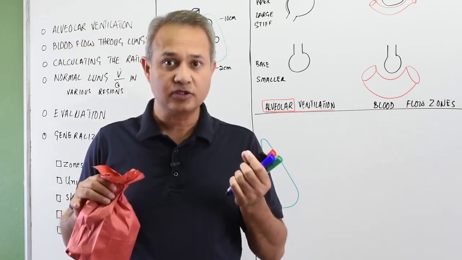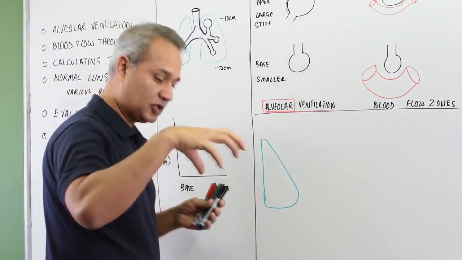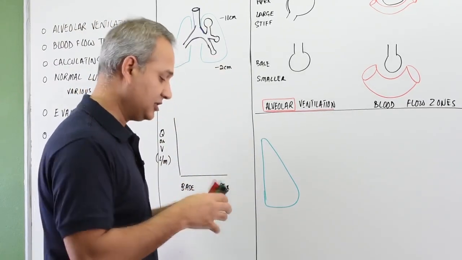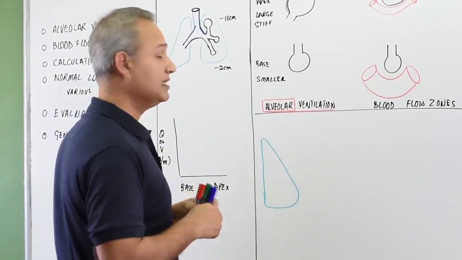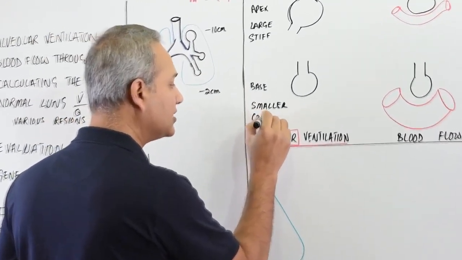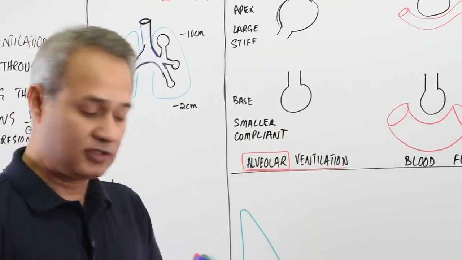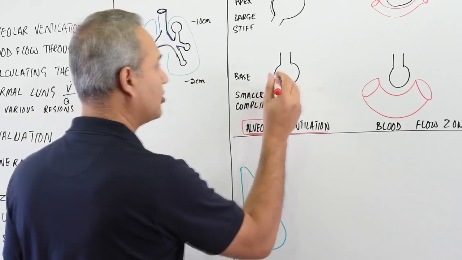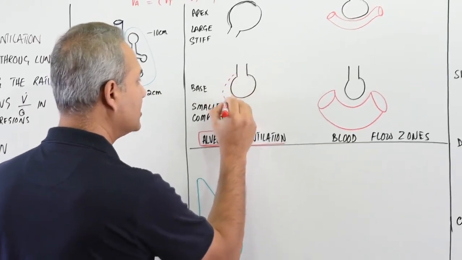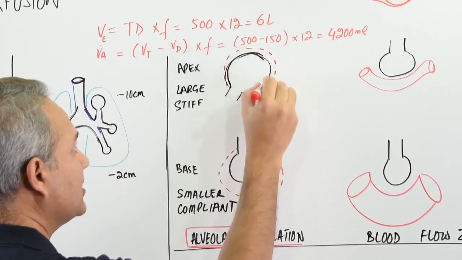Just a tiny amount. So remember this: the alveoli at the base, because of the gravitational pressure of the tissues around them, are smaller in size. Smaller also means that they are more compliant. Compliant means they have a lot of room to expand. So if this is the normal small size, the alveolus can go from here to here. Over here the alveolus can go a little bigger as well.